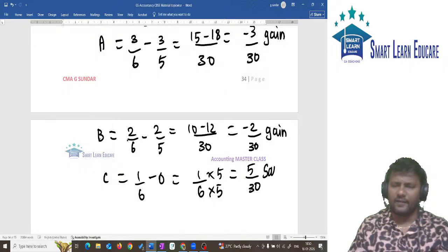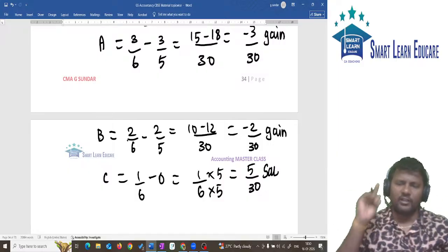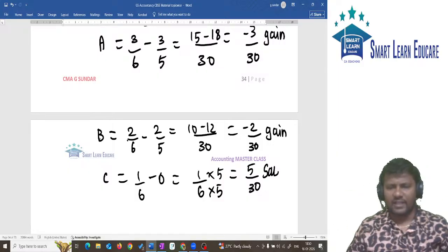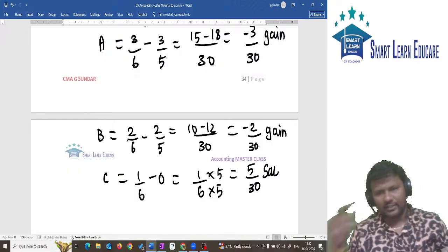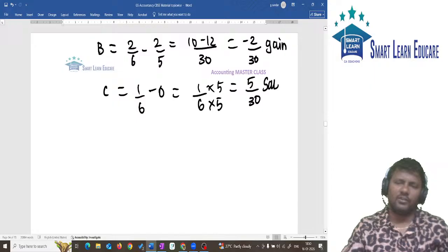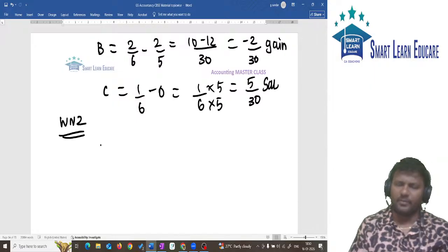This is the sacrifice. If you add the gain of the two partners, you will get the total sacrifice. So the total sacrifice is 5/30. A's gain is 3/30, B's gain is 2/30, and C's sacrifice is 5/30. Ratio over. Second step, working note number 2, treatment of goodwill.